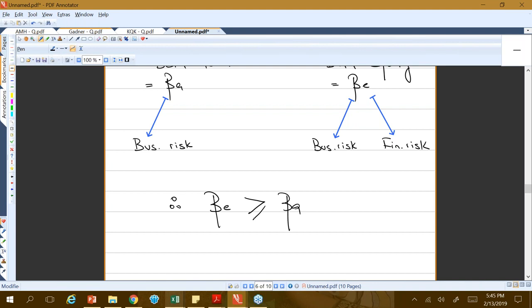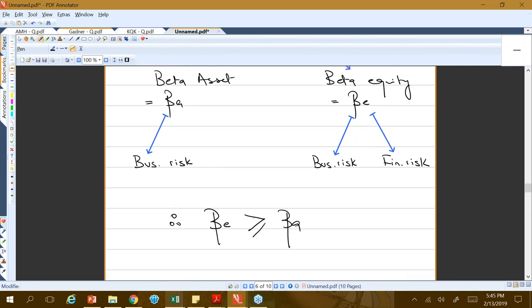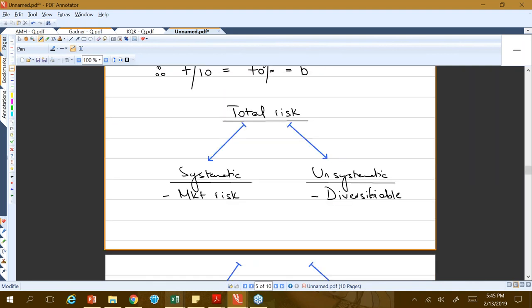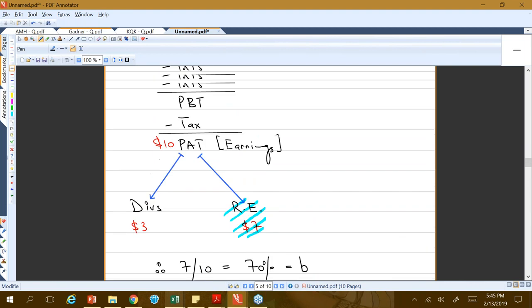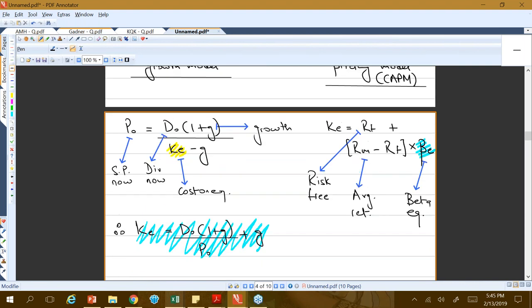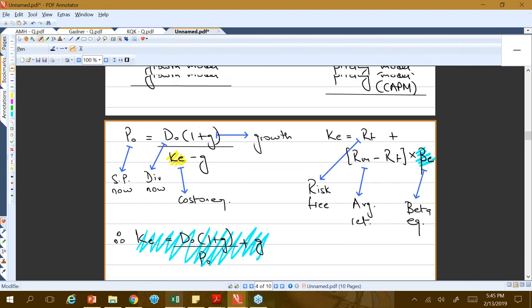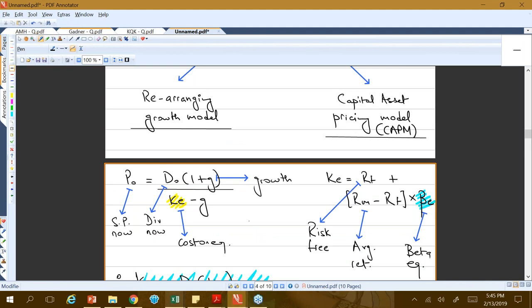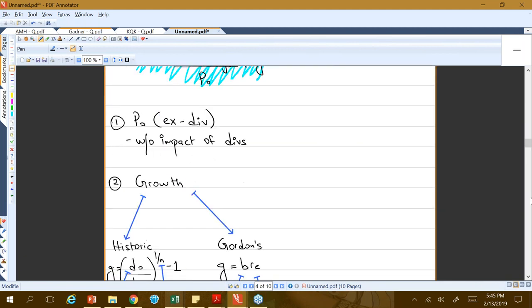So when you do your calculations on betas at some point, please do a reasonableness check. Is the beta equity bigger than beta asset? If yes, you're on the right track, because beta equity has got two risks. Beta asset has got one risk. Okay, so now that you understand what is beta equity, you understand CAPM. CAPM is simply RF plus (RM minus RF) into the beta equity. So the calculation was really, really simple. We are going to see in some time the use of one of these models to find the KE.